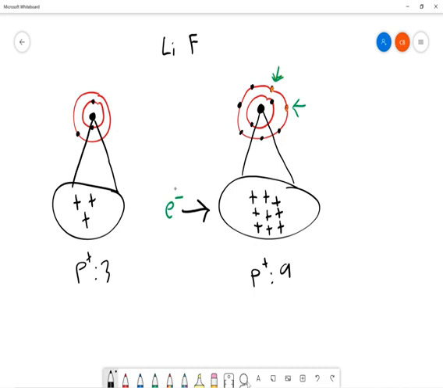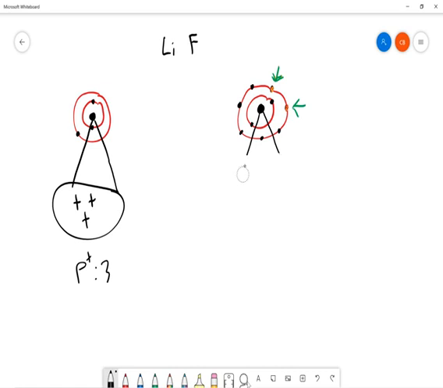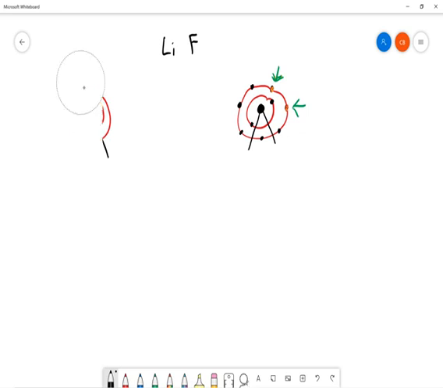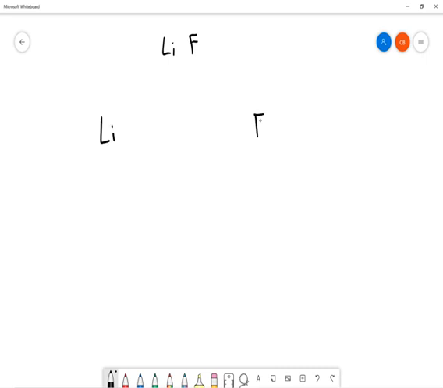So now I'm going to get rid of our blown up views here. And actually we can get rid of this too. We don't need it anymore. We're going to switch over to Lewis dot structures.